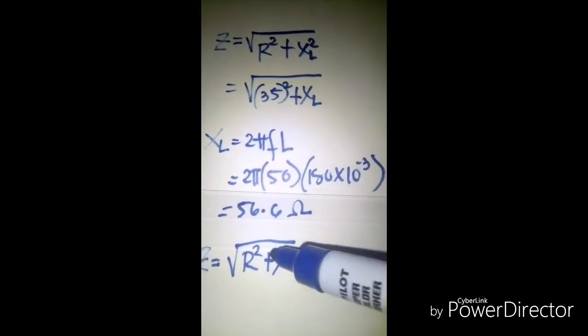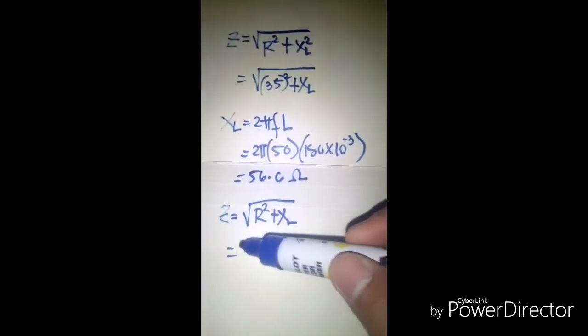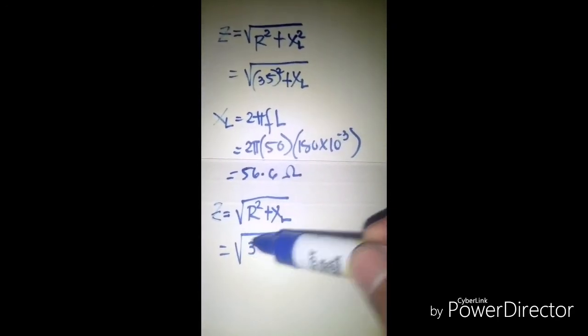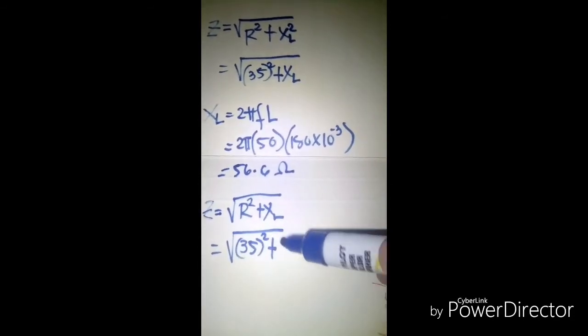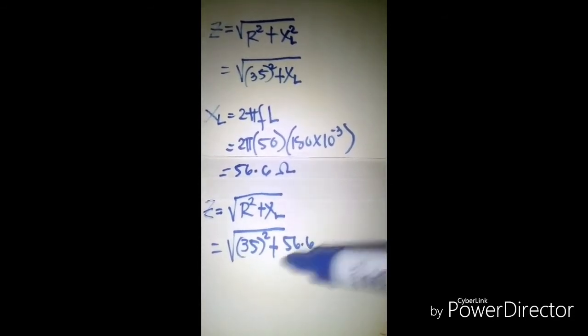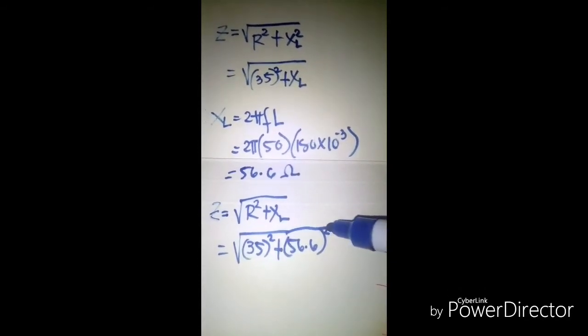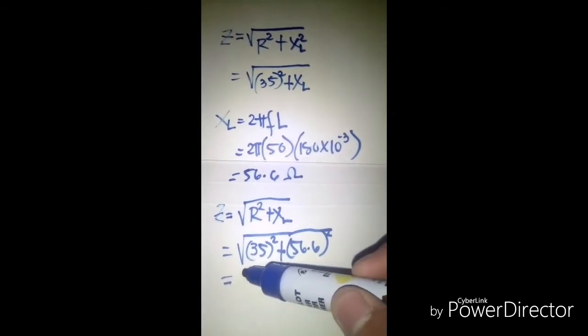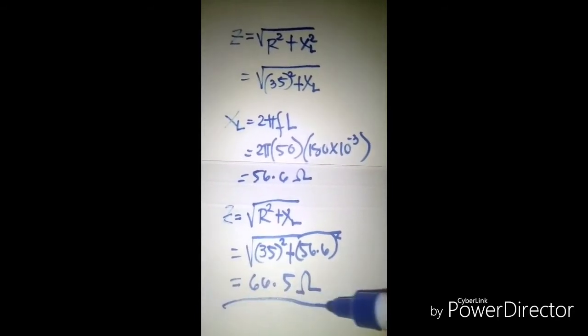And we can now get the value of the impedance of the coil, which is the square root of 35 squared plus the value of XL, 56.6 squared, and we can now get 66.5 ohms, which is the value of the impedance of the coil.